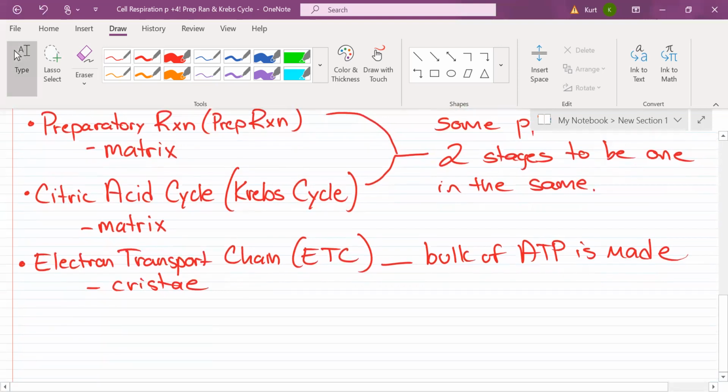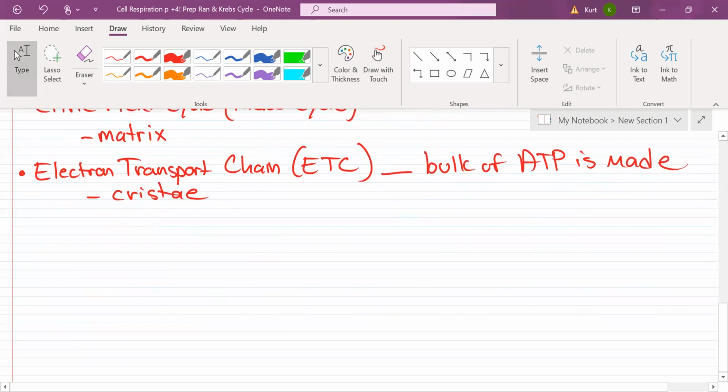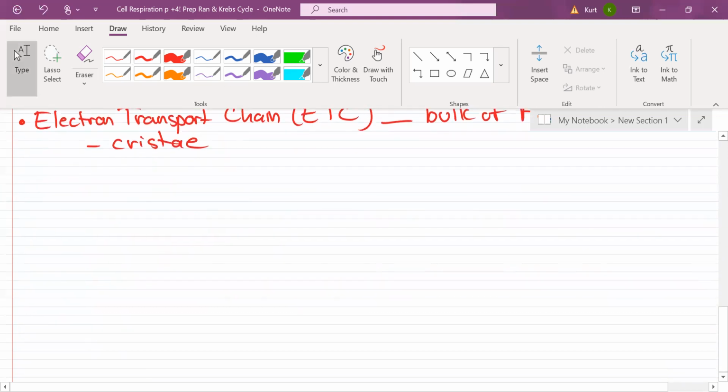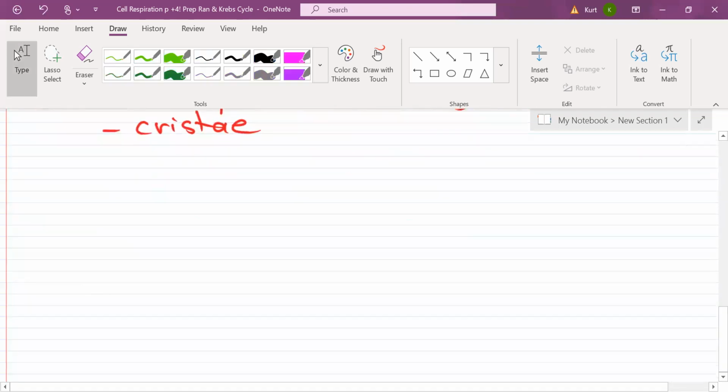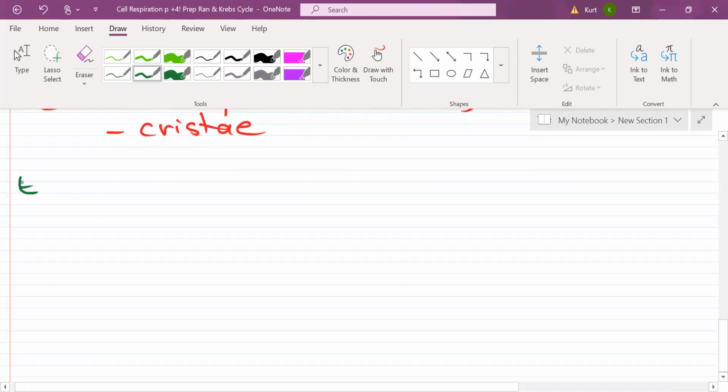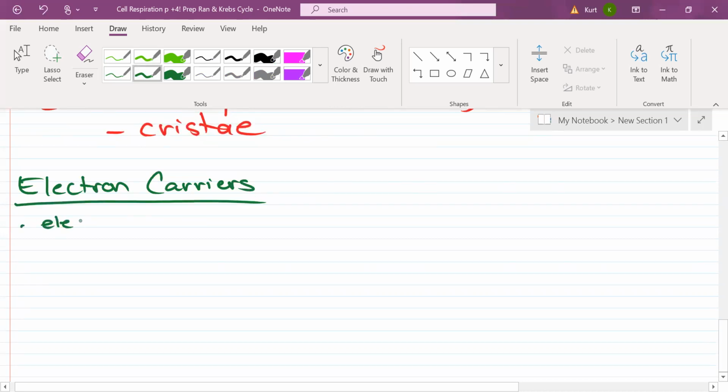Okay, now, you all see some stuff written on the whiteboard, but for the sake of the people watching this video, I'm going to write what you see on the whiteboard on the screen here. And this is going to be your 2 electron carriers. Electron carriers ferry electrons to the electron transport chain.